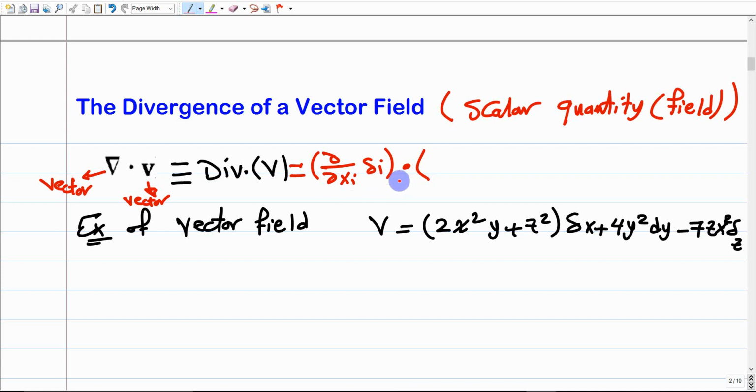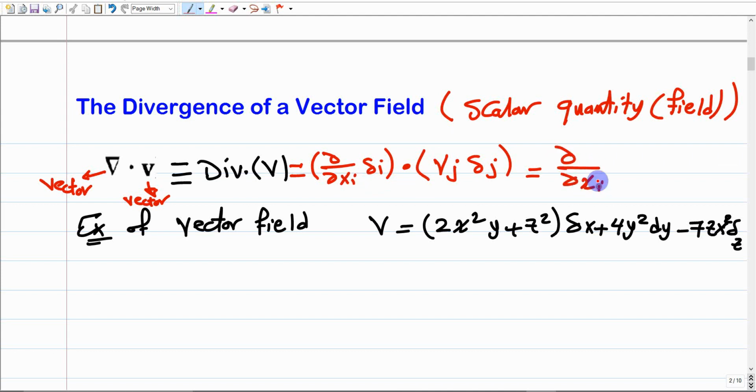Every index should be used only once. So we already used I, so for the compact form of V vector, it should be like Vj delta J. As you can see, I switched to J. I'm using a different index. Why? Because I'm still working with the same term. Then your objective is just to do the multiplication.